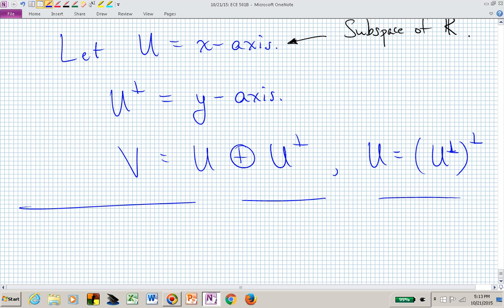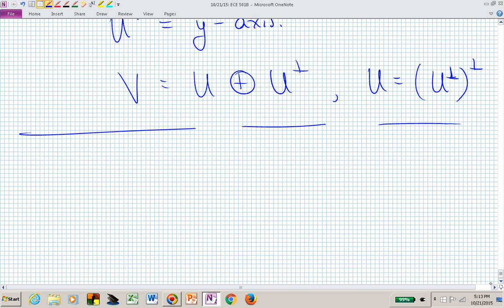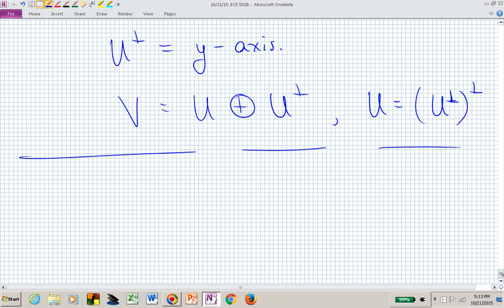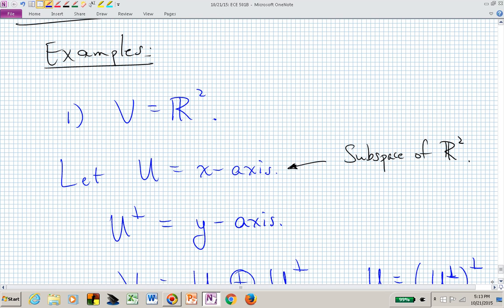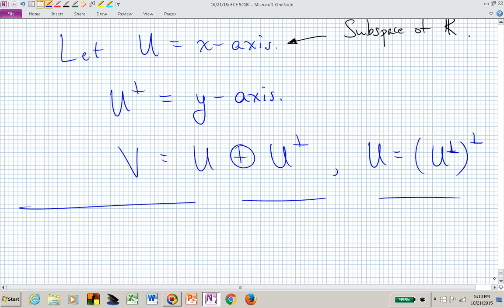So now you can continue to do this in 3 dimensions if you want. You can keep going in this, but now you might have planes instead of lines. So if we were starting with V of R3, it's just easier to visualize in 2. But now if V was R3 and U was the x-axis, what would be U perp? It's the YZ plane, isn't it? That's the U perp.